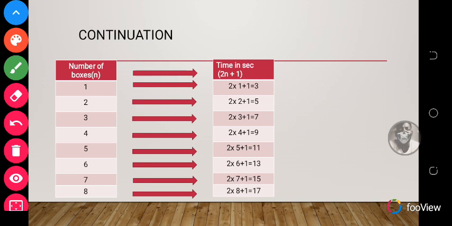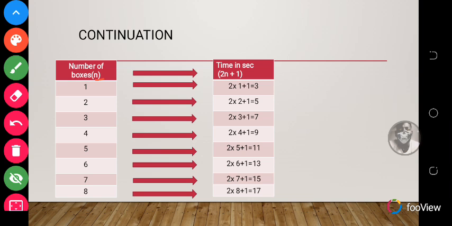Let's move to another example. Now this is number of boxes and this is time in seconds. So let's take it that we have an example where we want to find the time it takes for the number of boxes to be packed. So if we have one box, the rule is 2n plus 1, and number of boxes is n.